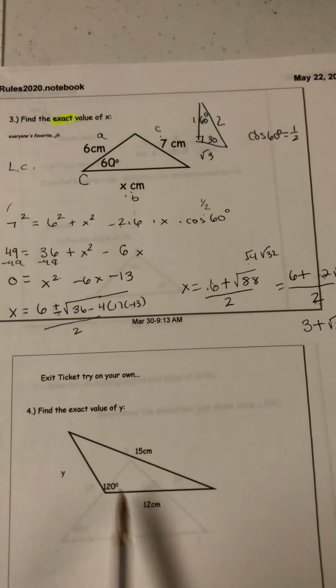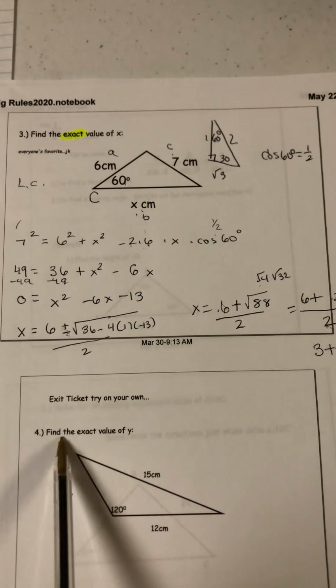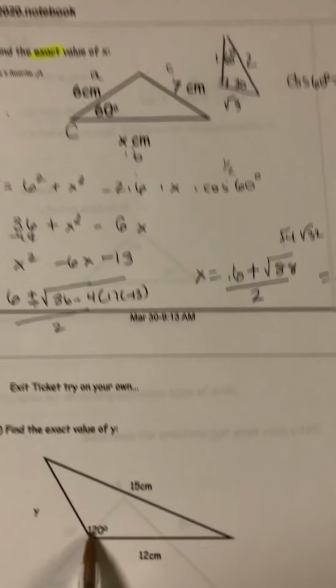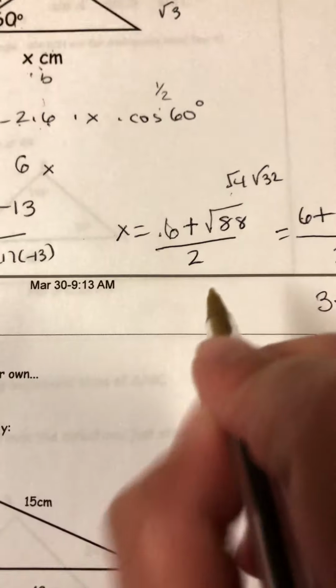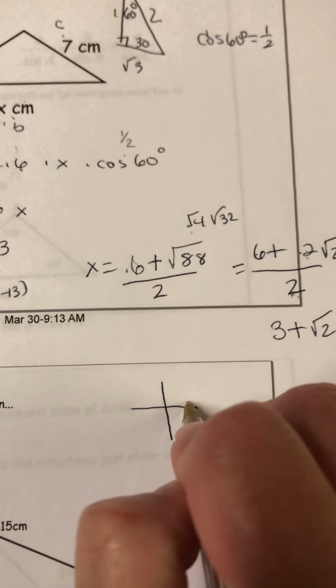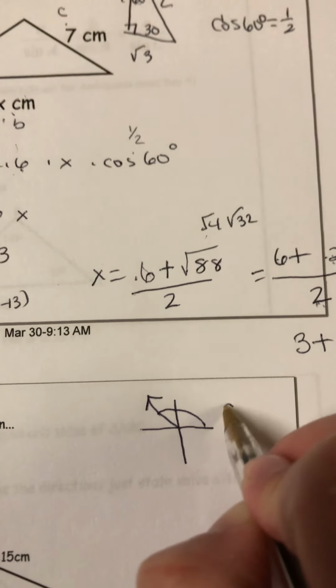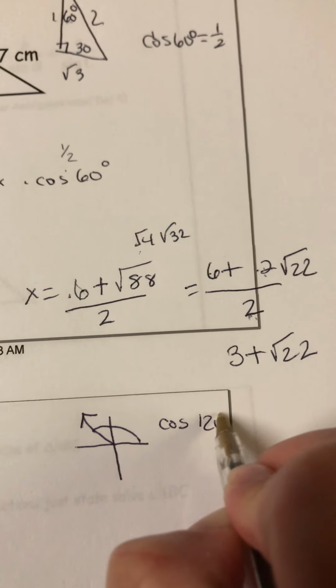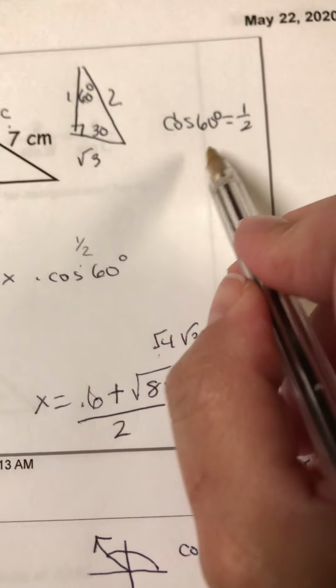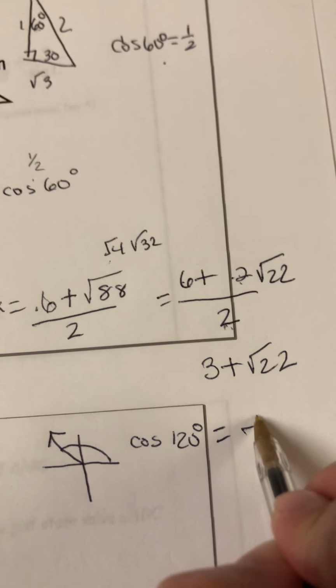So I do have an exit ticket. This one does say exact value, and as you can see, 120. In case you're a little rusty, when you work with a quadrant 2 angle, what do you know about the cosine? Yes, it's negative. So the cosine of 120 degrees is, reference angle 60, negative 1/2.